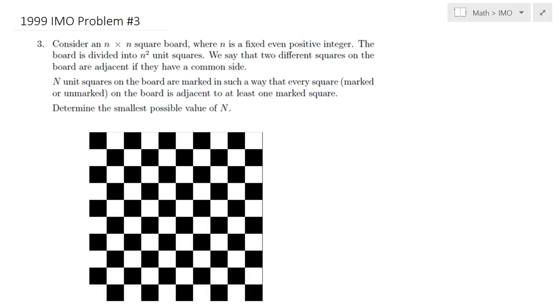Hello everybody. In this lecture we will be solving 1999 IMO problem number 3. Here is a view of this combo problem. Consider an n by n board where n is a fixed even positive integer.